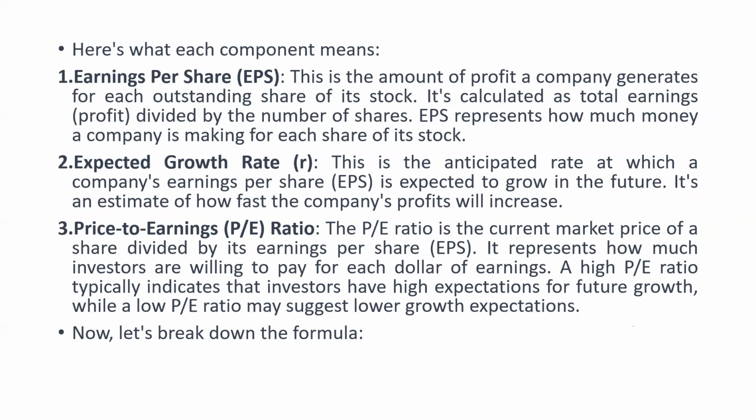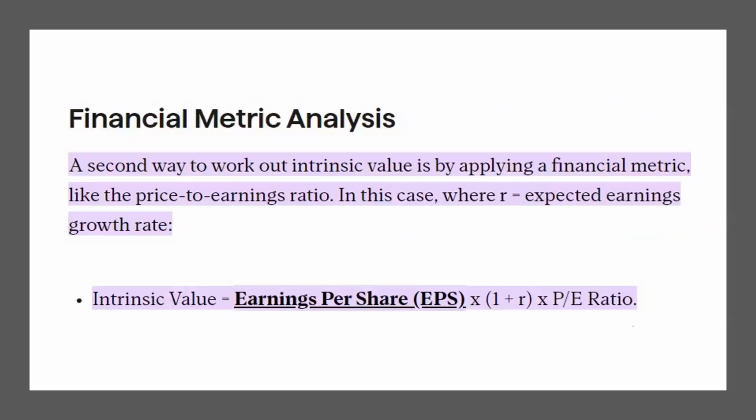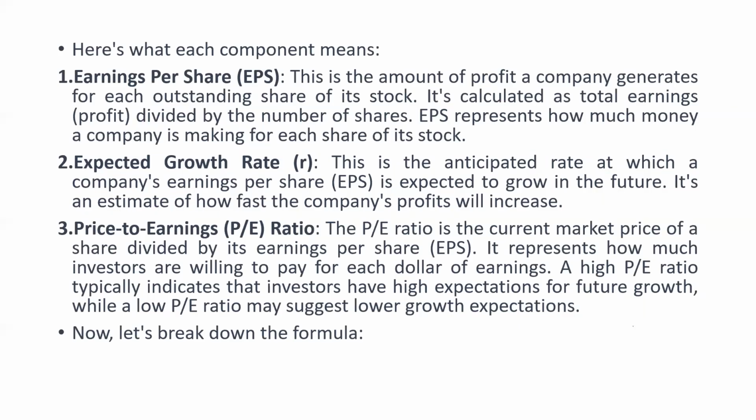So here's what each component means. Earnings per share, as per this formula, is the amount of profit a company generates for each outstanding share of its stock. It is calculated as total earnings, or profit, divided by the number of outstanding shares. Earnings per share represents how much money a company is making for each share of stock. I'll take you through how to identify all the items and come out with the earnings per share, including how to identify total earnings in the company financials and how to identify the outstanding shares.